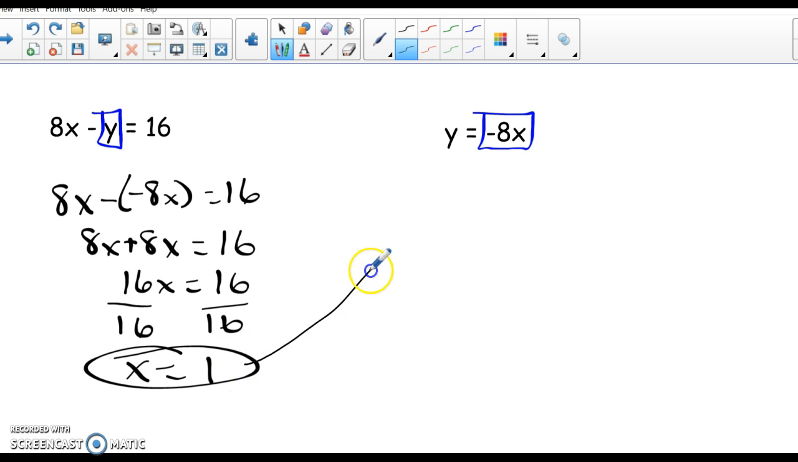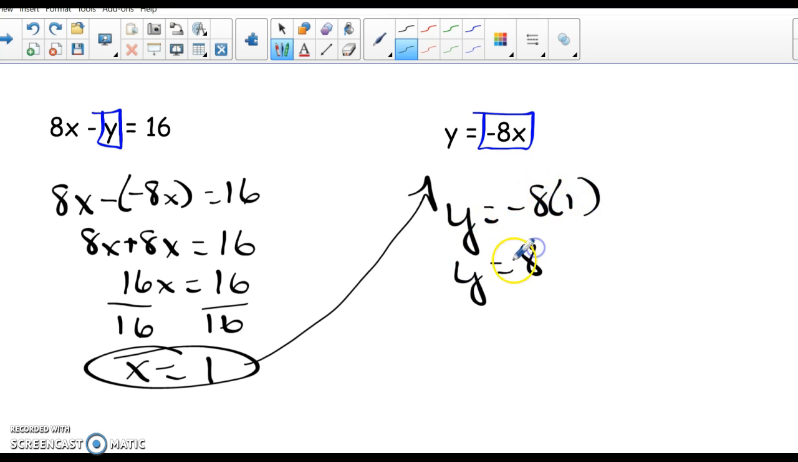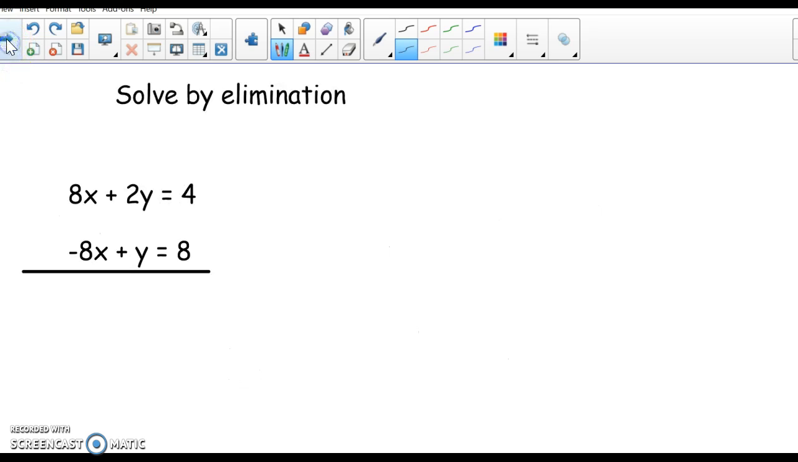I take this, substitute it back in over here. -8 times 1 gives me a -8. Always write them as an ordered pair. (1, -8) is my solution.